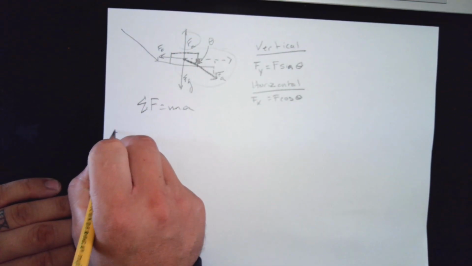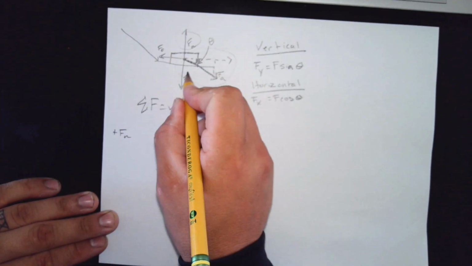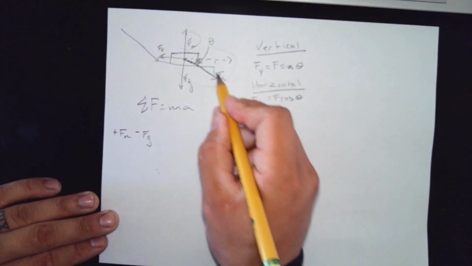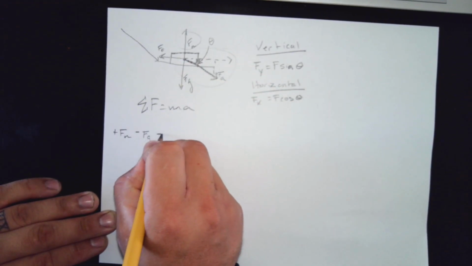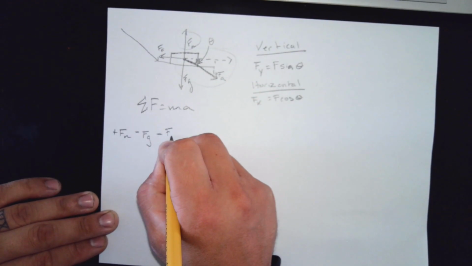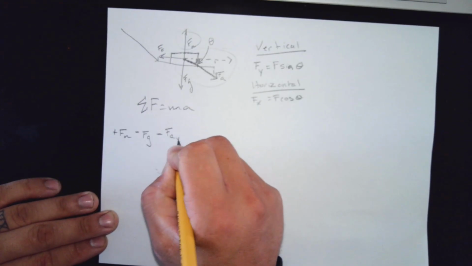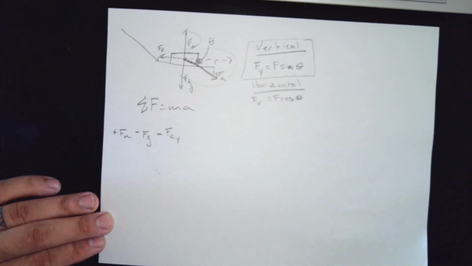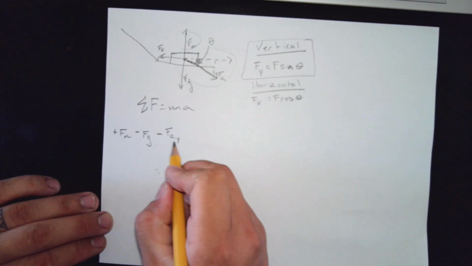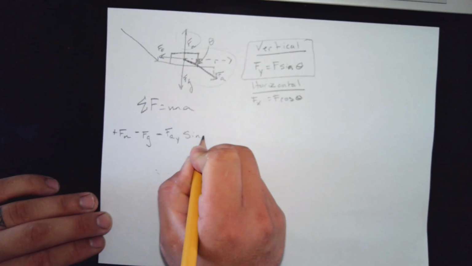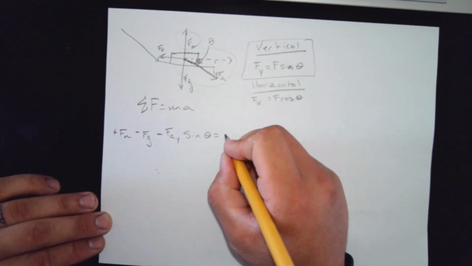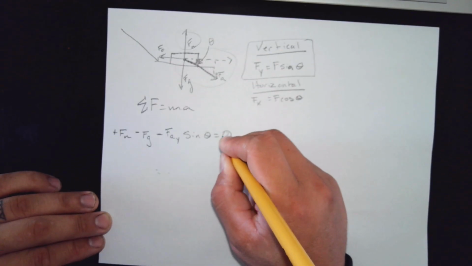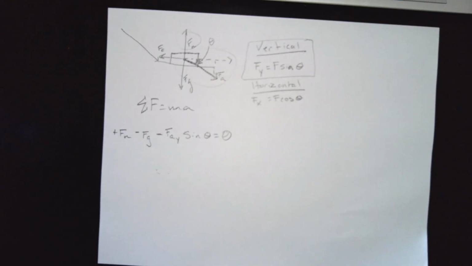That's positive, it's going up, so it's going to be F_N. This is going down, so it's minus F_g. And this one in the y direction is also going down, so it's going to be minus F_A in the y direction. But this is where it gets a little tricky. You've got to make sure you use this because we're breaking it down into its vectors. So it's going to be F_A_y sine theta is equal to 0, okay?